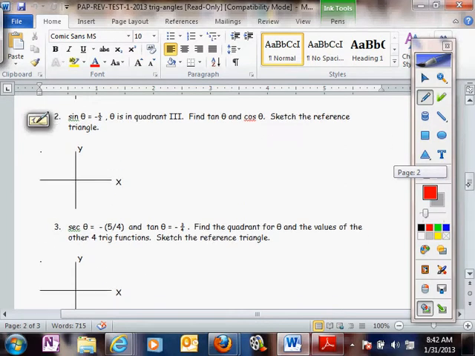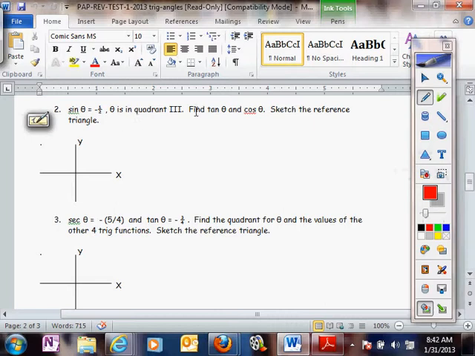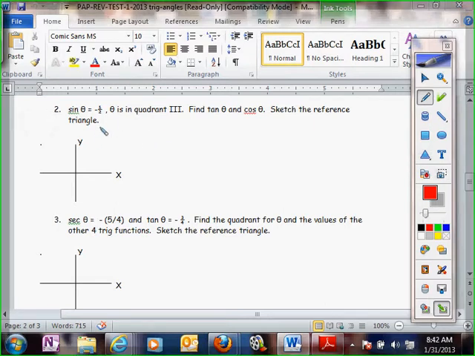Looks like we have 2 number 2's. So the second number 2 says sine theta is -1/2. Theta is in quadrant 3. Find tangent theta and cosine theta. So we're looking for tangent theta and cosine theta.